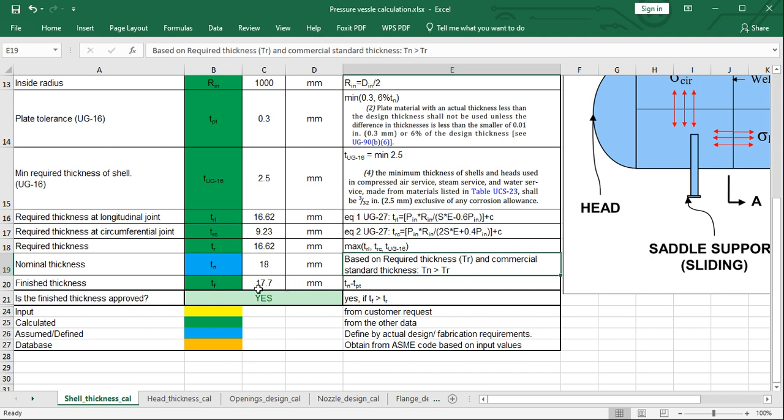And finally, we need to check the safety condition for our design to make sure that our design is safe. Yes here means that our design is safe because the finished thickness is larger than the required thickness.